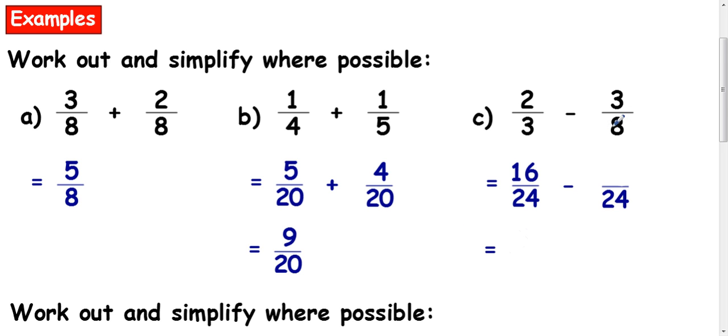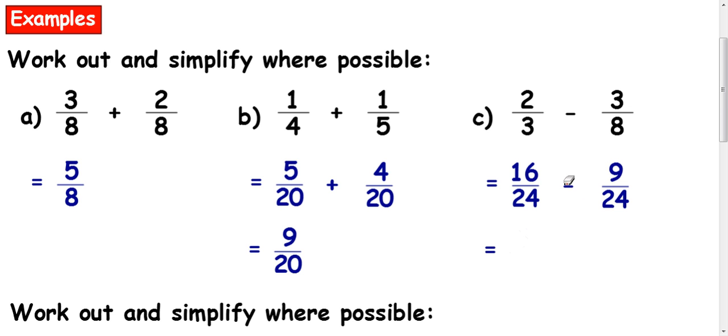Okay, then we move on to the 8. You say 8 times what makes 24? So 8 times 3. So you're timesing across by the 3 here. So do exactly the same to the top. So it's 3 3s are 9. So that's going to be 9.